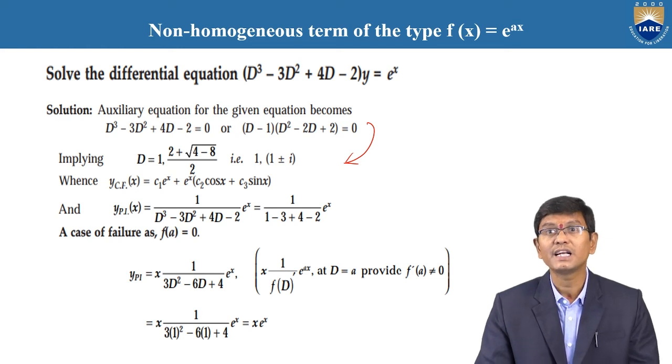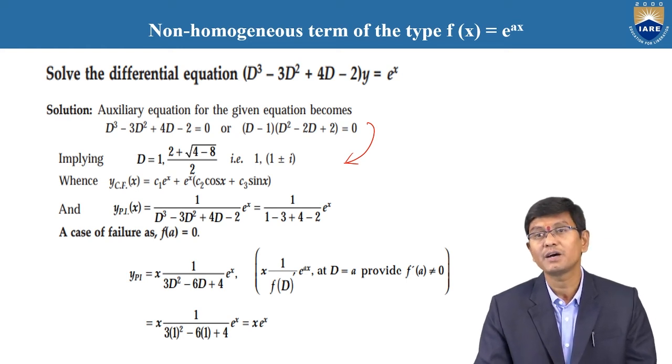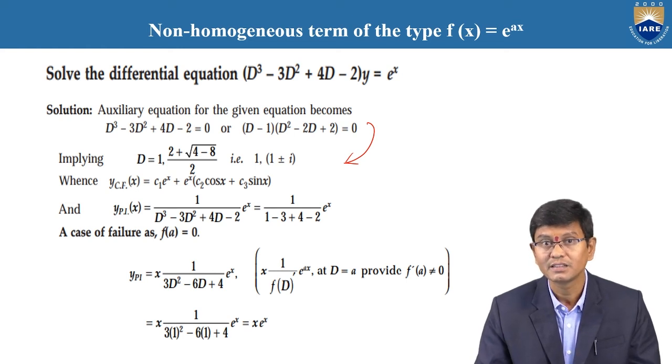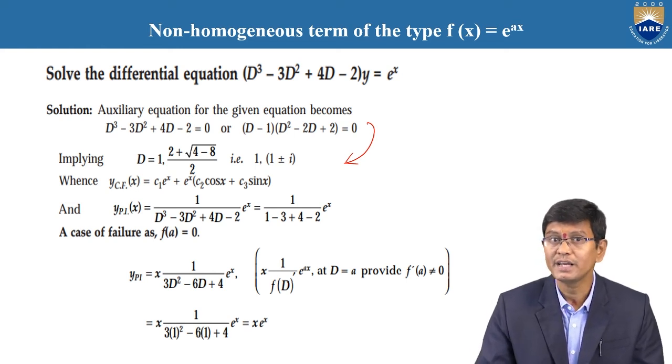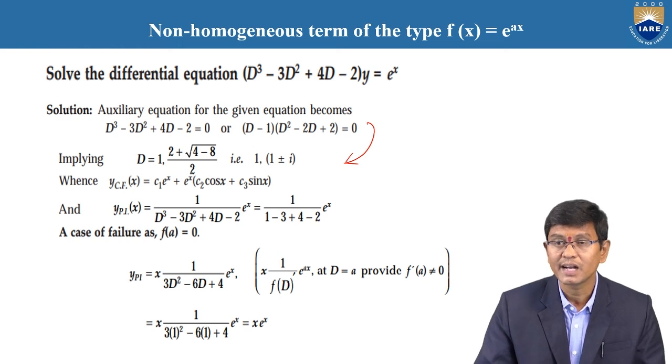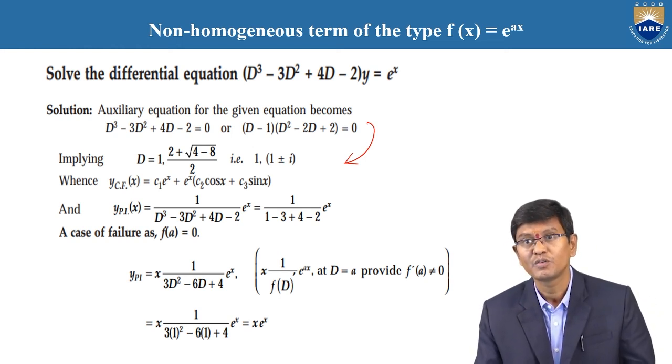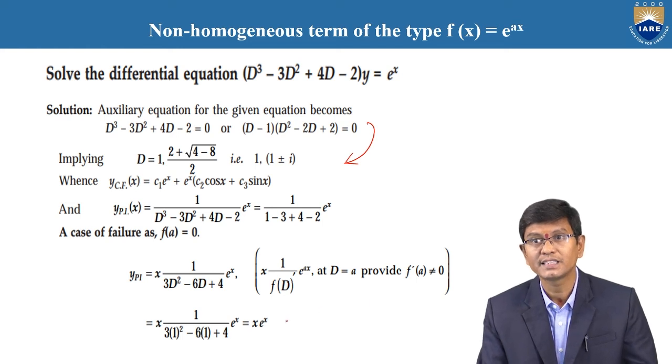When we replace D with a equal to 1, the denominator is 0. Therefore, according to the procedure, we multiply by x, take 1 by f dash of D, and once again replace D with a. Therefore, the final solution is x e^x.